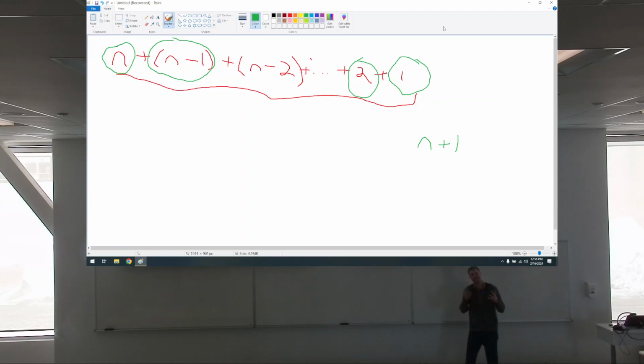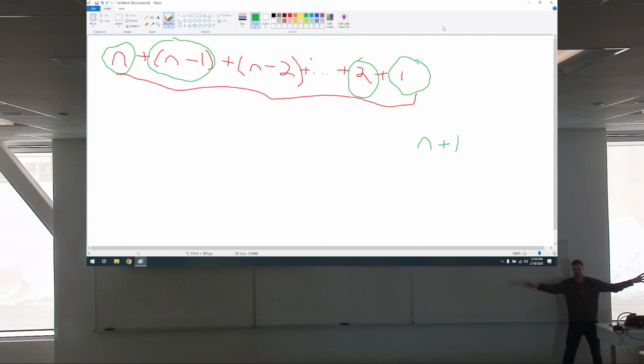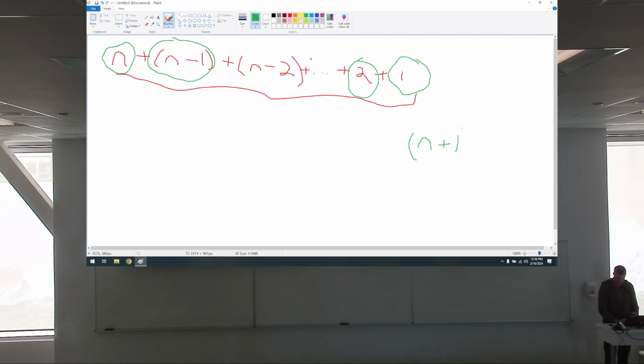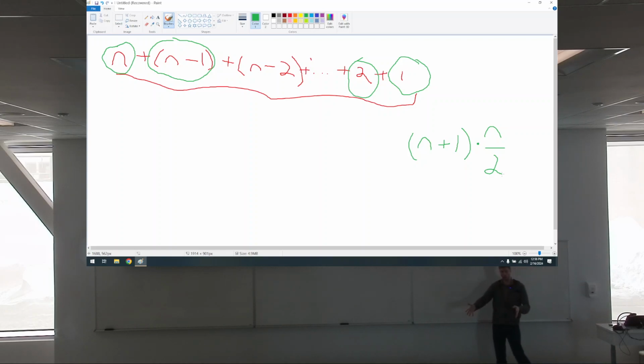But how many do we actually have to add together? No, not n. N over 2. Why n over 2? Well, I took the first and the last thing, right? So I eliminated 2 from the total of n. So I don't have n things. I've got half of them because I'm taking 2 at a time. So that's just n plus 1 times n over 2. Now, to be clear, when we're talking arithmetic series, there's a more general form of the arithmetic series expression, but this is going to work for us here.